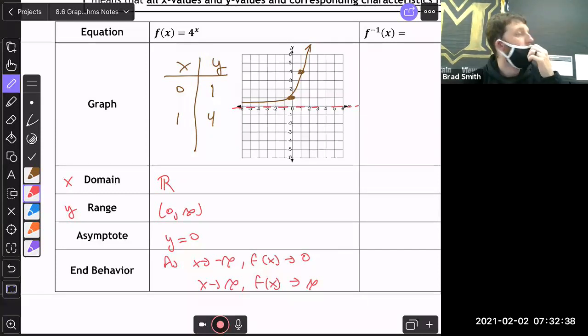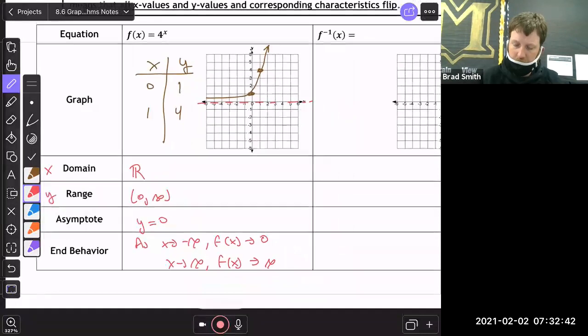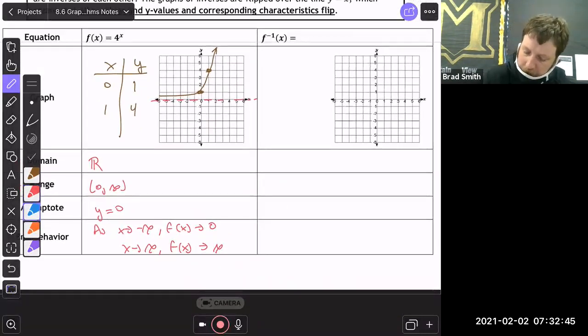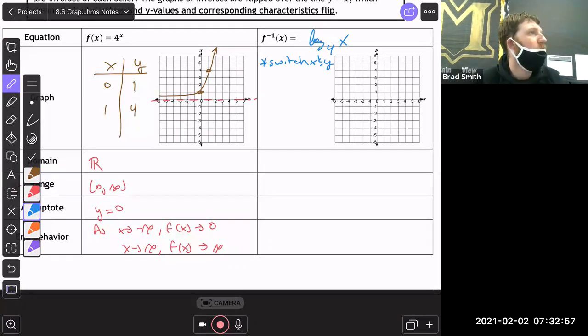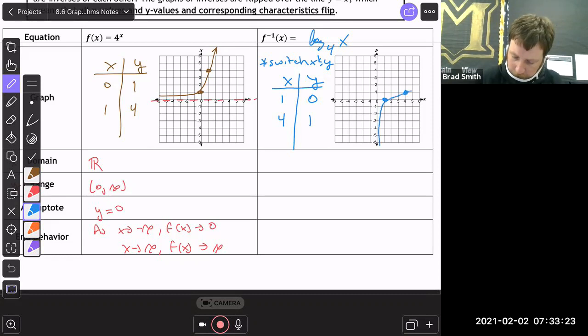All right. I know I went quick through that, so I can get over here to the logs. So now the log, if I have log base 4 of x, we are switching our x's and y's, because that's the definition of an inverse. So here the difference is now I got 0 and 1 for my y's, and that gave me 1 and 4 for my x's. So the points I have here are (1, 0) and then (4, 1). And it's going to graph like this.